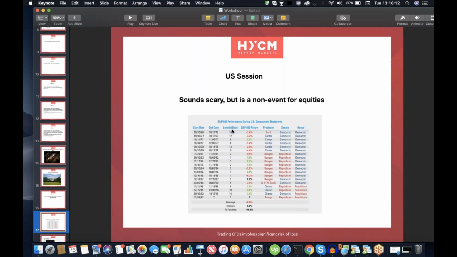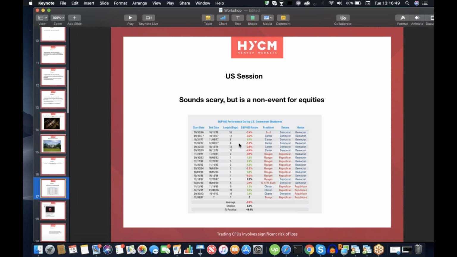Okay, and these are the number of days that the government has been shut down. And it's just worth recognizing that the median average impact of all of these government shutdowns on US equities has been 0%. Okay, so the average impact is minus 0.6%, and the median average is 0.0%. So it kind of sounds scary, but it's not having a massive impact on the US equities, the S&P 500. You can see the impact there. So that's just worth bearing in mind.